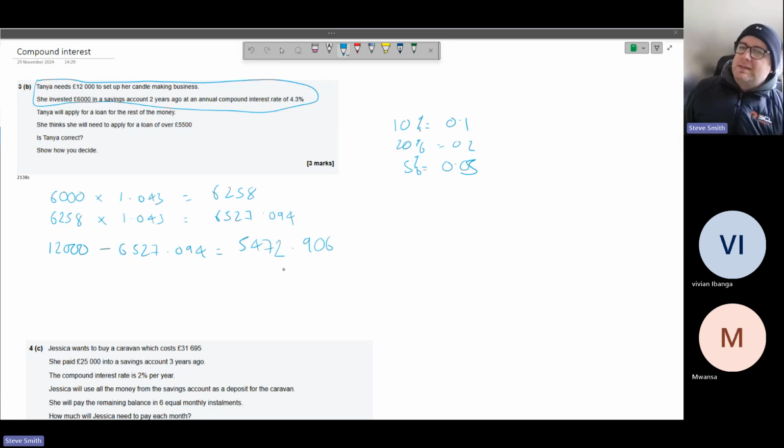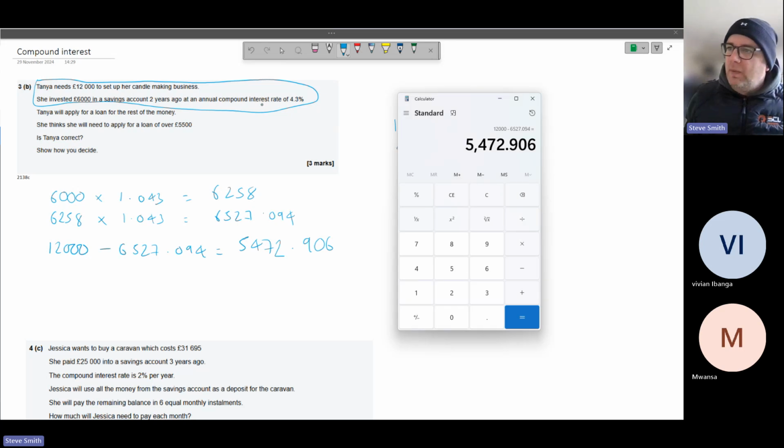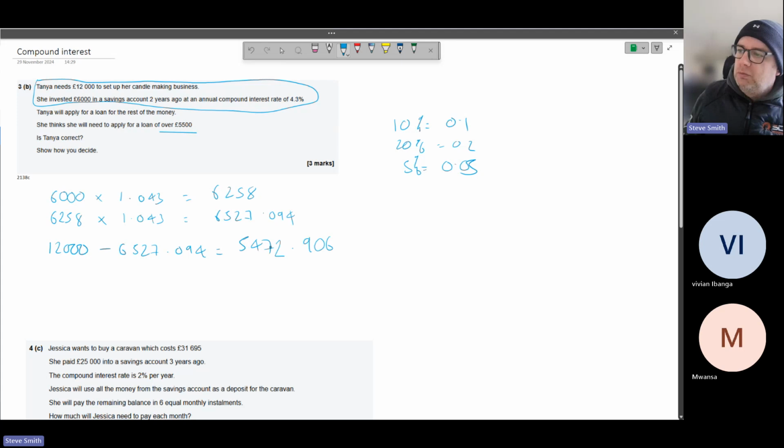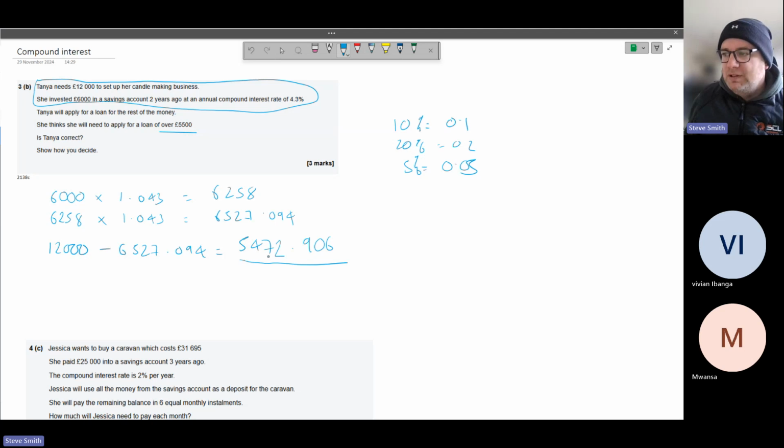Brilliant. So we can clearly see now that she thinks she'll need to apply for a loan of over £5,500. Actually, she's incorrect. She needs to apply for a loan of less than £5,500. Not massively, but £28 is £28. So incorrect would be our third mark. We've done the compound, which is generally 1 mark. The doing something with it is the 2 marks, and then the justification is the 3rd mark.